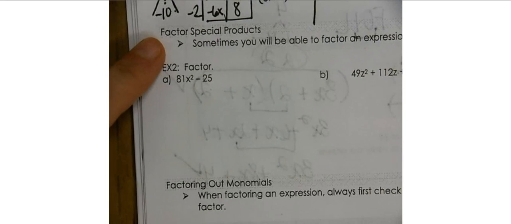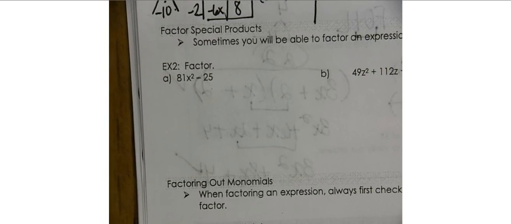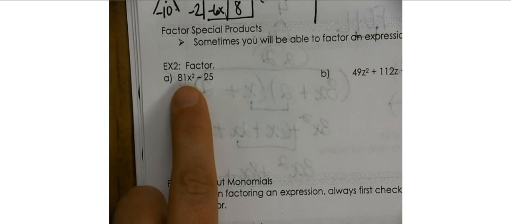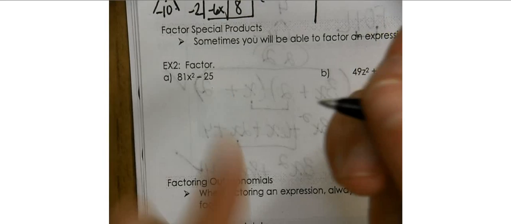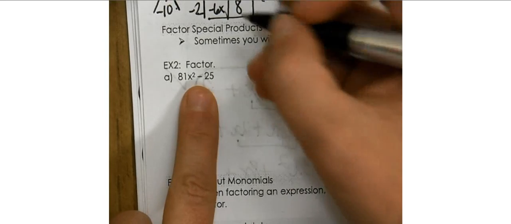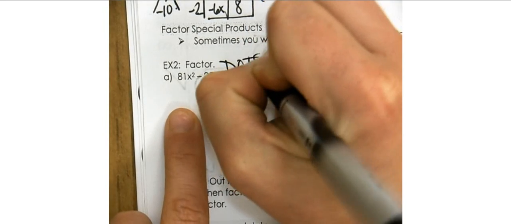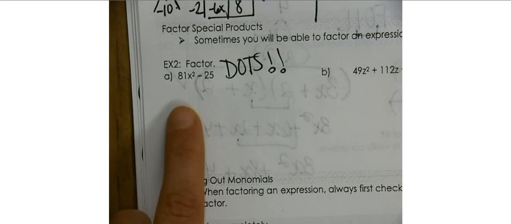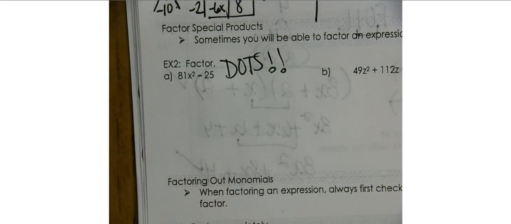In example letter A, we have 2 terms, 81x squared minus 25. These 2 terms are both perfect square numbers. There's only 2 of them. They're being subtracted. This is called a difference of 2 squares. Difference, we're subtracting our 2 squares.